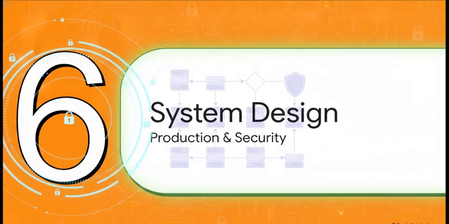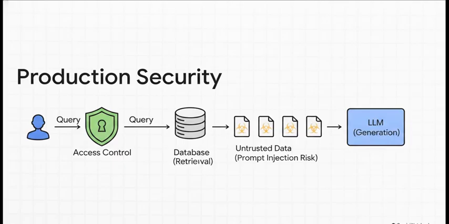Finally, Section 6. Production, security, and system design. Listen, a massive red flag for interviewers is if a candidate suggests filtering document permissions after retrieval. You must emphasize deterministic authorization. That means applying access control lists before retrieval even happens. Never, ever let the LLM decide if a user is allowed to see a document. Furthermore, always treat retrieved documents as potential prompt injection threats. They are fundamentally untrusted data.